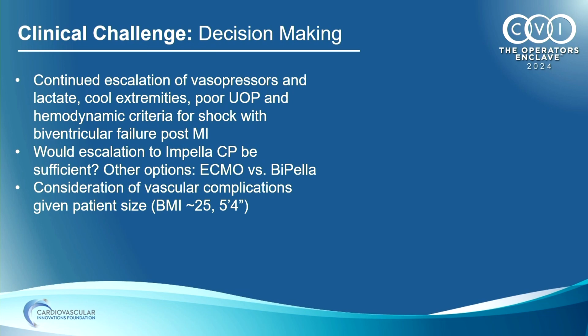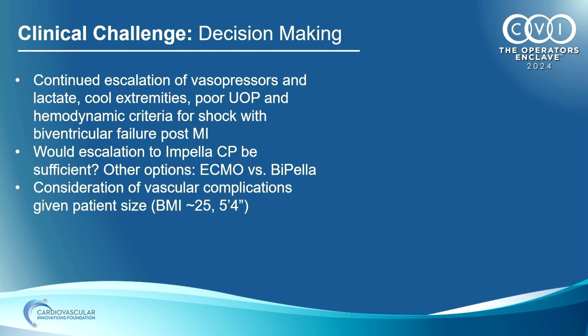Are you going to go to Impella CP? Is that going to be sufficient? You've got some biventricular dysfunction, so should you think about BiPella support in these patients? Should you think about an ECMO situation with the balloon pump in place? Which way should you go? Again, consideration for vascular complications in this patient who's 5'4" and a BMI of 25, so not a very large patient.